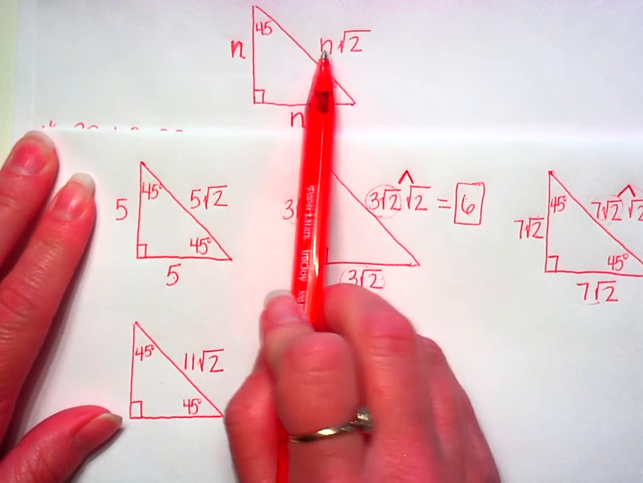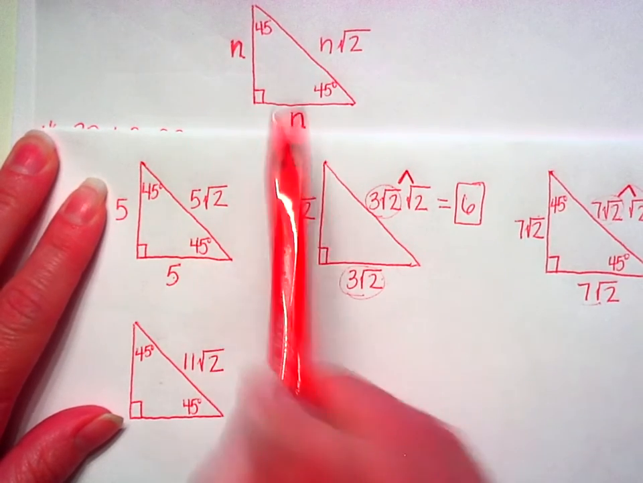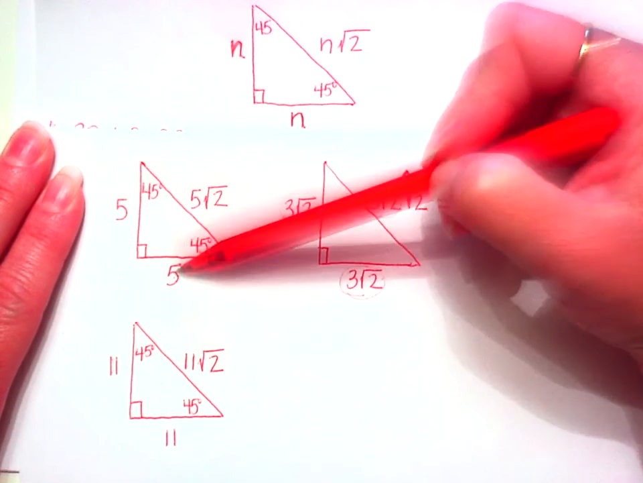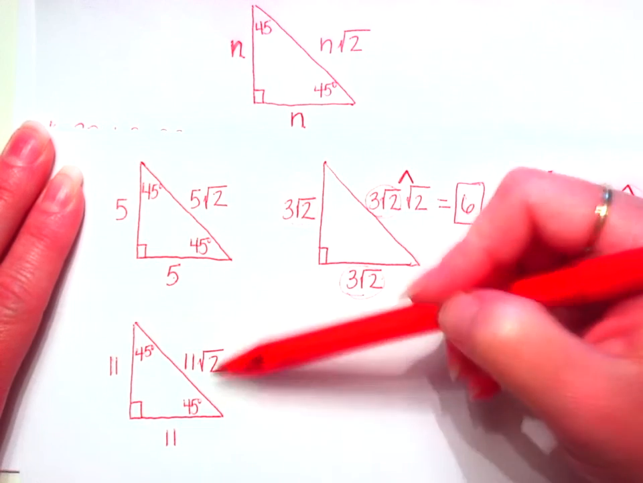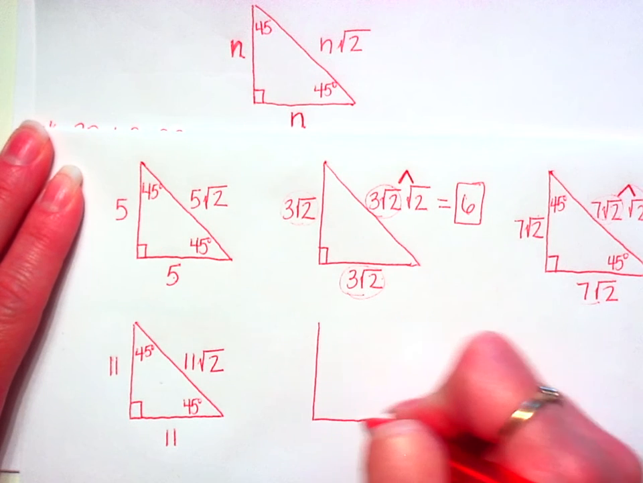If this is 11 square root 2, then your n is 11. So you would put 11 here and here. Okay? So just like up here, 5 square root 2. 11, 11, 11 square root 2.